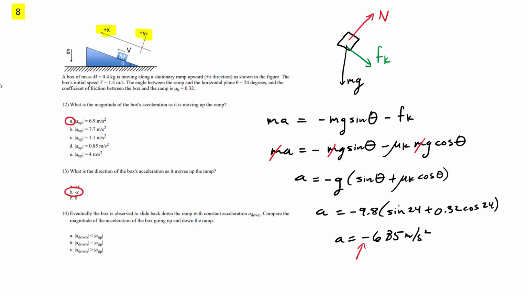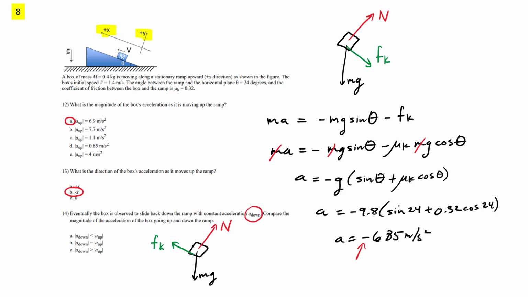All right, question 14 says, eventually the box is observed to slide back down the ramp with another acceleration. This time we're going to call it a down. Compare the magnitudes of these two accelerations when it's going up versus when it's going down. So as it's going back down the ramp, I'm going to draw another quick free body diagram. I still have mg acting down. I still have my normal force, which is perpendicular to the ramp. But look what happens now. If it's sliding down the ramp, you better have your kinetic friction acting up the ramp.